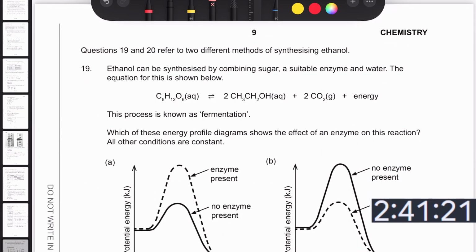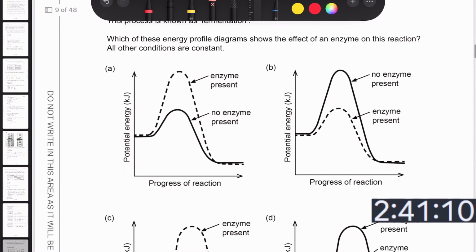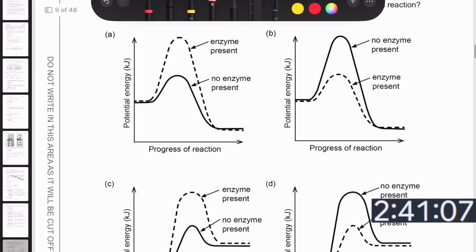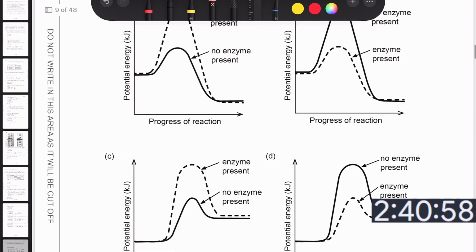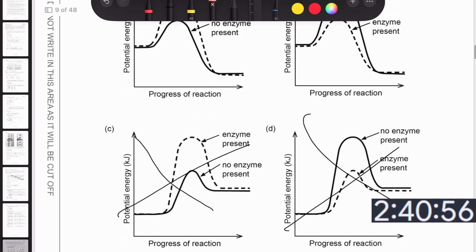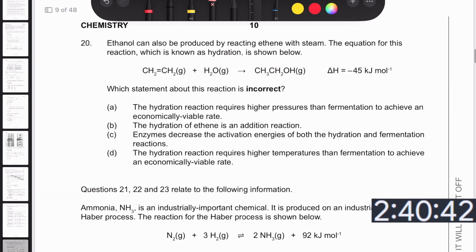Question 19. Ethanol can be synthesized by combining sugar, a suitable enzyme, and water. The equation for this is shown below. The process is known as fermentation. Which of these shows the effect of an enzyme on this reaction? All the other conditions are constant. So no enzyme present. This is an exothermic reaction, so it cannot be C or D because those are endothermic. And then when there's an enzyme present, our activation energy is going to decrease. Enzyme present, activation energy decreases.